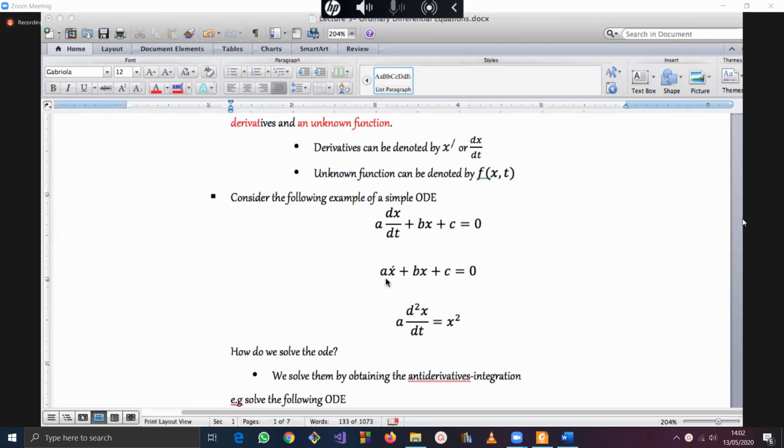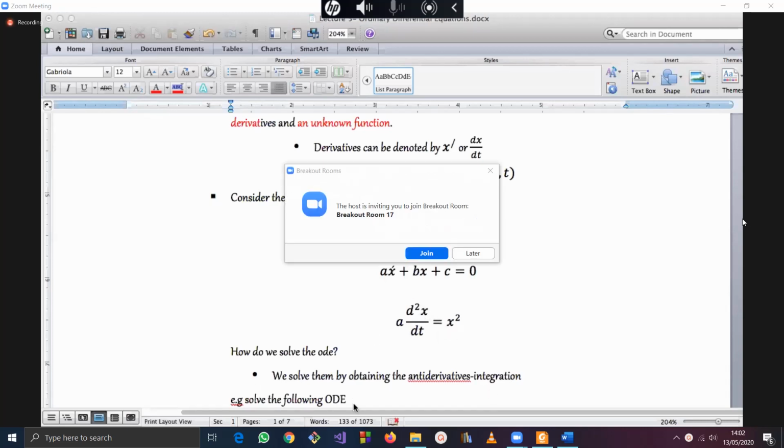I am forming those breakouts now. Please join your breakout. So the rooms are open. Please join your group and share your thoughts, your understanding about the basic concepts that I've discussed today.